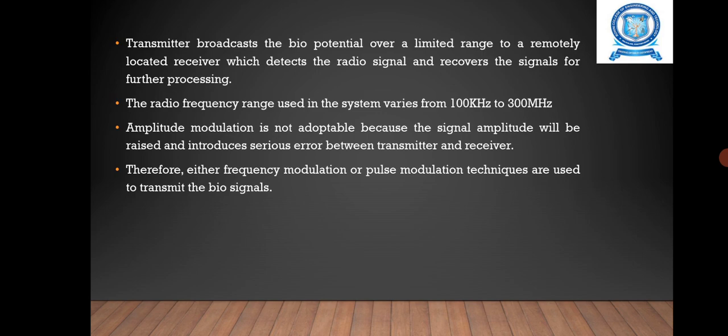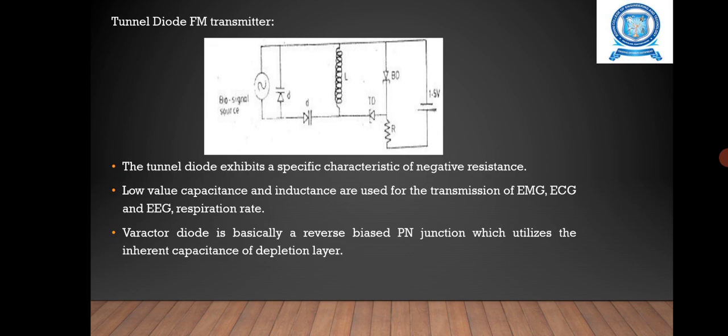Then the following methods are some of the telemetry circuits. The first method is the tunnel diode FM transmitter. The diagram consists of a varactor diode, tunnel diode and indicator. The tunnel diode exhibits the characteristic of negative resistance, and tunnel diodes are used as active devices. Low value capacitance and inductance are used for the transmission of EMG, ECG, EEG and respiration rate. The signals are transmitted through the inductor L in the tank circuit of the RF oscillator. The varactor is basically a reverse biased PN junction which utilizes the inherent capacitance of the depletion layer. The tunnel diode FM transmitter has higher fidelity and sensitivity, and all the signals can be transmitted normally.